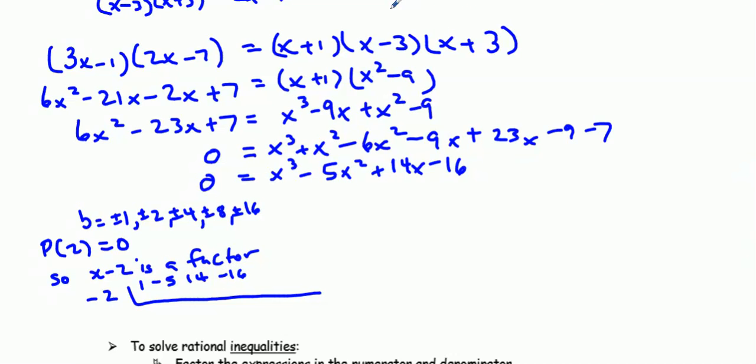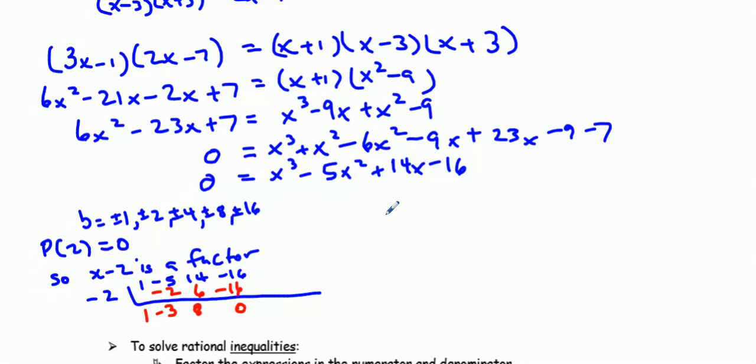And let's see, I'm just going to use a red pen here. So bring down the 1, minus 2, subtract those two, that's going to be minus 3. This minus 2 times minus 3 is 6. Subtract those, you get 8. 8 times minus 2 is negative 16, and you get 0. So that's good news. Since we knew it was a factor, our remainder should be 0.